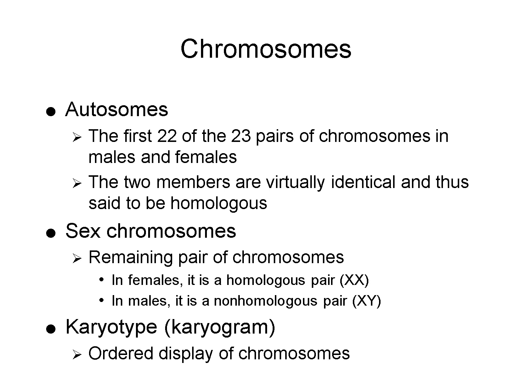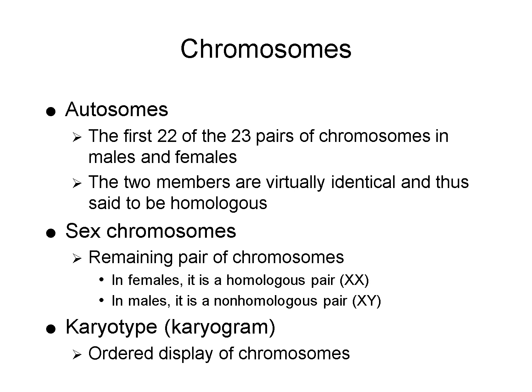Chromosomes are divided into 2 main groups, autosomes and sex chromosomes. Autosomes are the first 22 pairs of chromosomes found in both males and females. Each pair is virtually identical and is described as homologous. The final pair are the sex chromosomes, which determine biological sex.